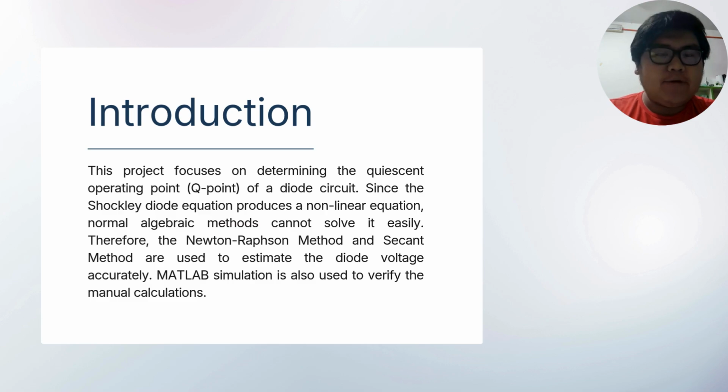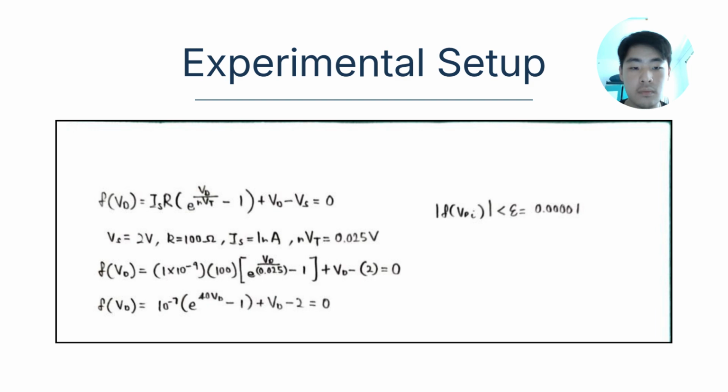This project focuses on determining a present operating point, which is the Q point of a diode circuit. Since the Shockley diode equation produces a nonlinear equation, normal algebraic methods cannot solve it easily. Therefore, the Newton-Raphson method and the secant method are used to estimate the diode voltage accurately. MATLAB simulation is also used to verify the manual calculations.